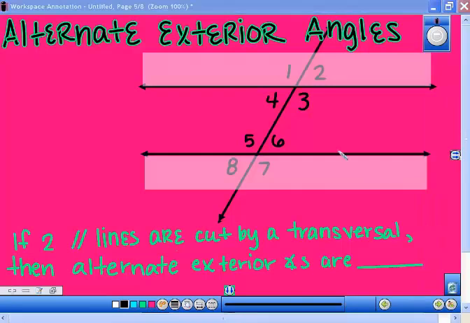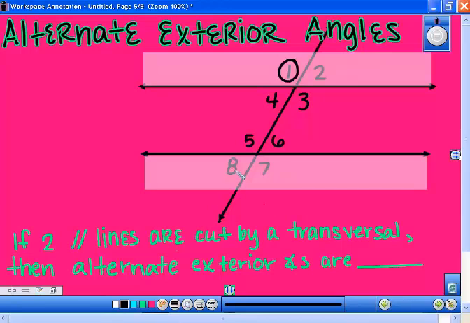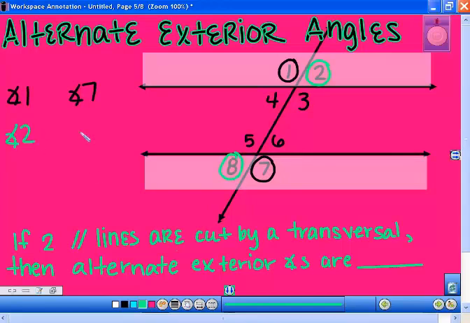So if they're on alternate sides of the transversal, angle 1 is on the left side, so down here, the alternate side would be the right side. So angle 1 and angle 7. Angle 2 is on the right side, so the alternate side is 8. Angle 2 and angle 8.